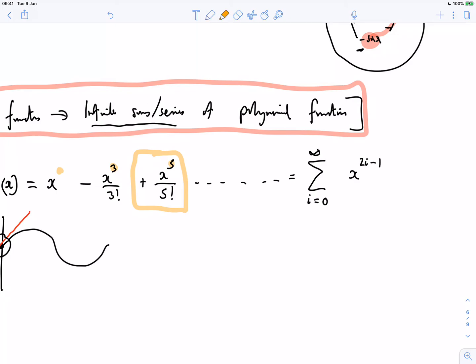But if you think about it, the first term was 1. So what have I got to do to 0? Double it, and then add 1 or subtract 1. I have to add 1.